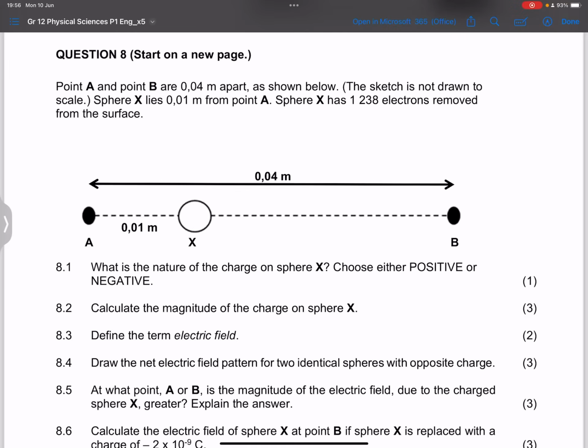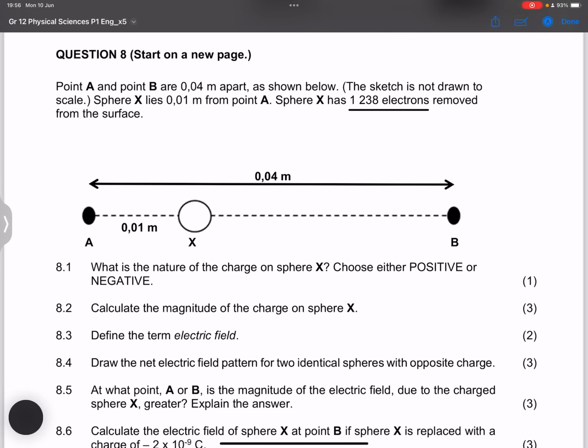And on to question 8. They say we've got points A and B that are 0.04 meters apart as shown below. They say the sketch is drawn not to scale. Sphere X lies 0.01 meters from point A, and sphere X has 1,238 electrons removed from the surface. So that already tells you that sphere X must be positively charged. If we remove electrons, then it means that we've got a deficiency of electrons, and that makes sphere X positive.